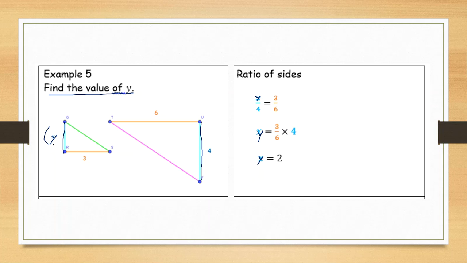Start with the thing that you're looking for. Y over 4. We started with a smaller triangle, so 3 over 6. Solve the equation by multiplying both sides by 4. So y equals 2. Just make sure that it makes sense. So we've got 2 and 3 on our smaller triangle and 4 on 6. So you can check it with the scale factor. Make sure you've halved or doubled the right side. Just make sure the answer makes sense.